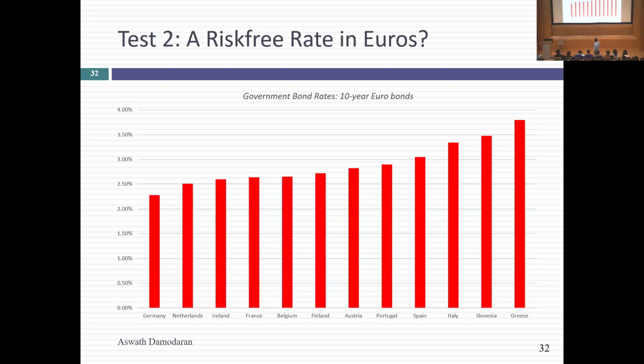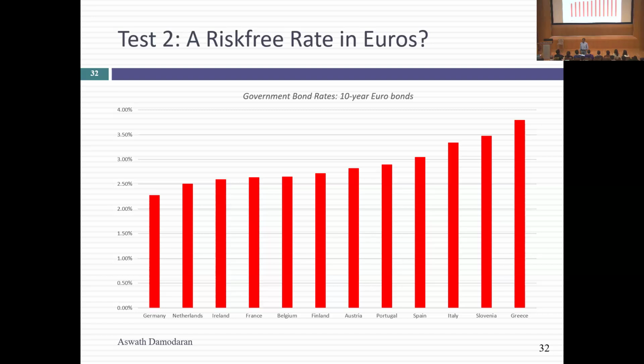The only problem is, and this was at the start of 2024, this is what the rates look like. These are all governments that issue 10-year bonds in euros. They're not different currencies, but the rates are all different. So here's my question. If I'm looking at a Spanish company, which of these rates would I use as my risk-free rate in euros? Spain has its own rate, 3.05%. Can I use that as my risk-free rate?